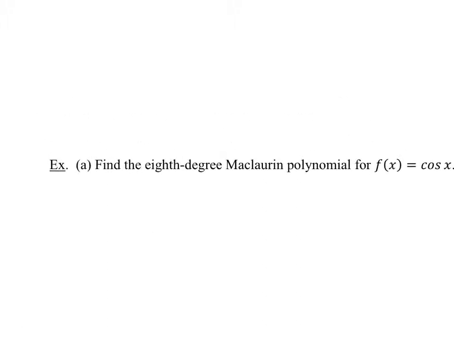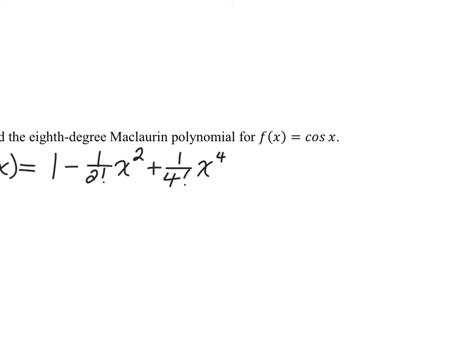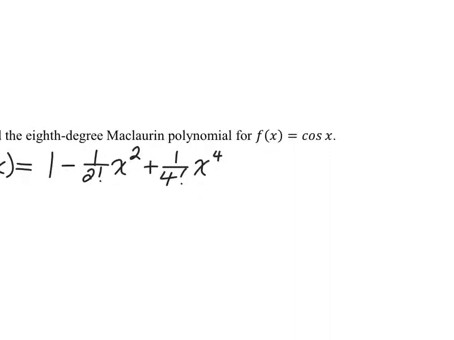So in this case, we're looking at p sub 8 of x, 1 minus 1 over 2 factorial x to the second plus 1 over 4 factorial x to the fourth. I did not, it said Maclaurin. Okay, so we don't have to worry about what it's centered around because it's going to be centered around 0. 1 over 6 factorial x to the 6th plus 1 over 8 factorial x to the 8th.